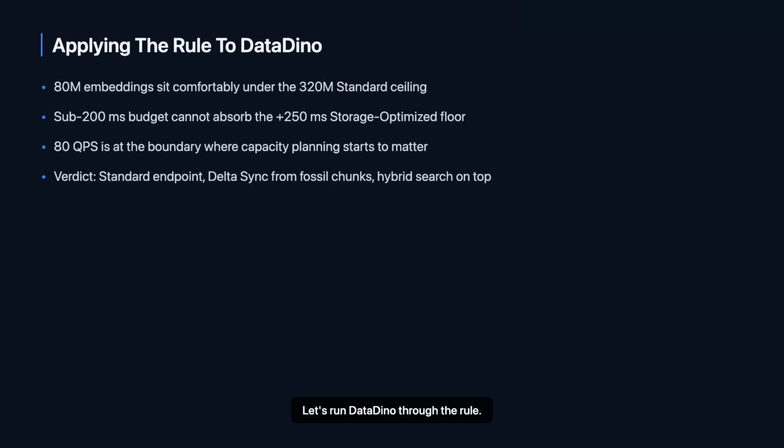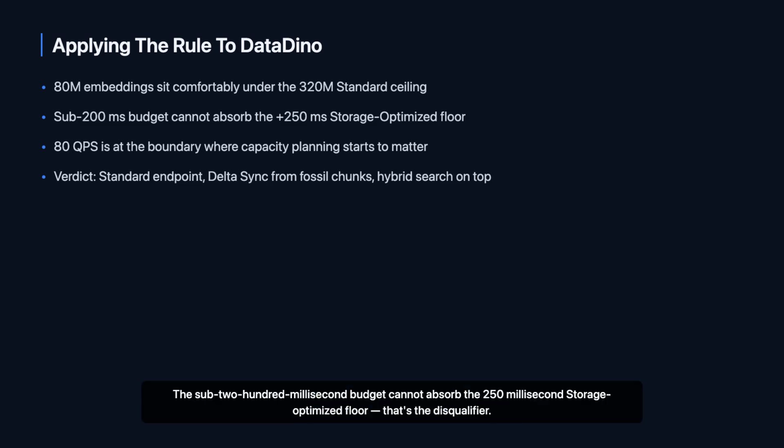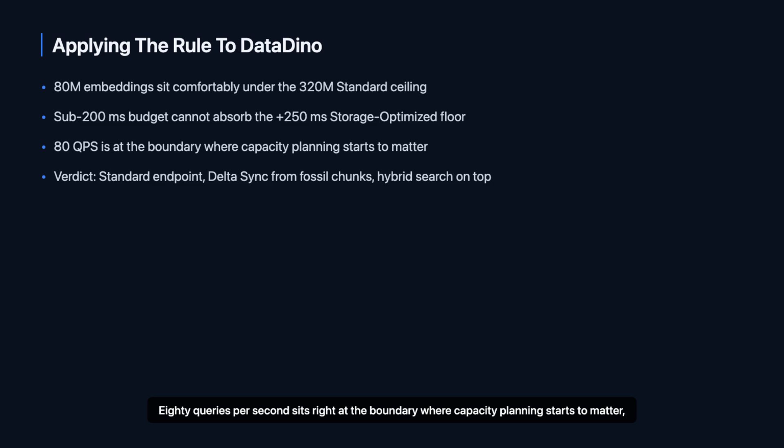Let's run DataDino through the rule. 80 million embeddings sit comfortably under the 320 million standard ceiling, plenty of headroom for growth. The sub-200 millisecond budget cannot absorb the 250 millisecond storage optimized floor. That's the disqualifier. 80 queries per second sits right at the boundary where capacity planning starts to matter, and we'll come back to that in a moment. The verdict: standard endpoint, delta sync from the fossil chunks table, with hybrid search layered on top.